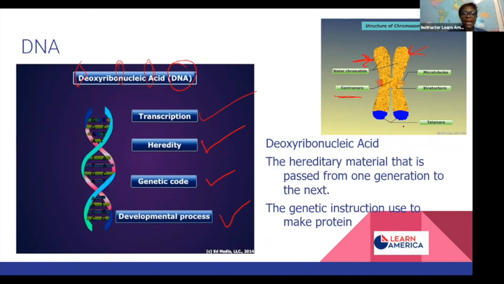So once again, the DNA is the hereditary material that will be passed from one generation to the next. The genetic information is used primarily to make proteins, and those proteins are used throughout the body for different things.